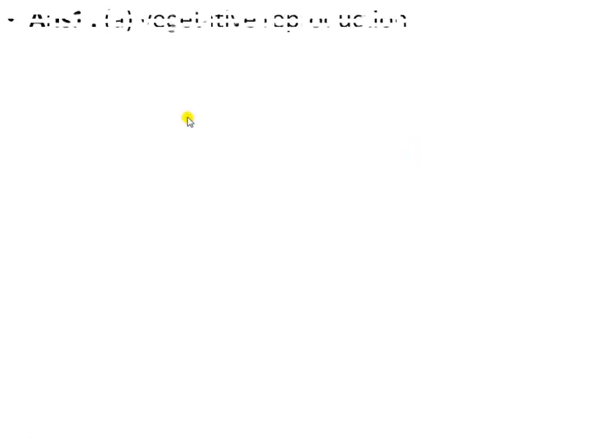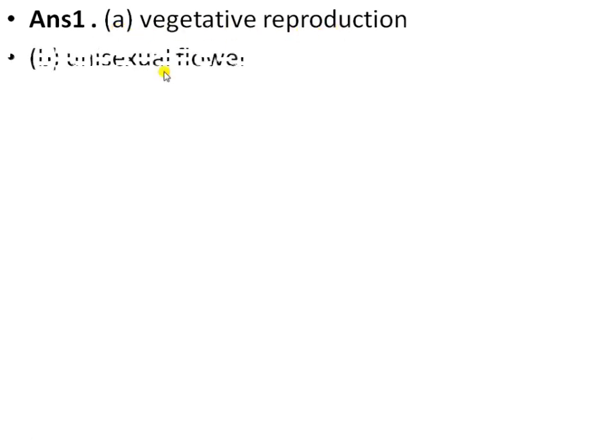Next are the answers of these fill in the blanks. In the first part, the answer is vegetative reproduction. In part B, the answer is unisexual flower. Only either a male part is there or a female part. C is pollination. D is fertilization. And the answer of E is wind and water.